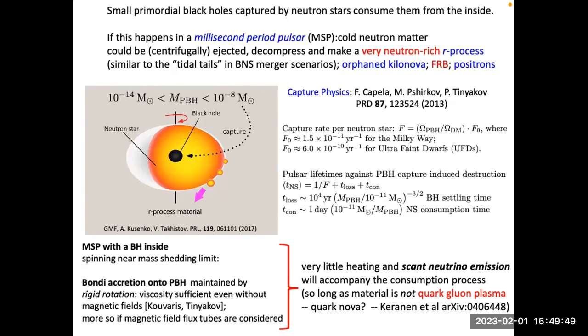We kind of made it look kind of squashed. So this is the millisecond pulsar. Most neutron stars are millisecond pulsars. And the black hole gets captured. Okay, you can look and see what happens here. Effectively, it kind of settles down and gets captured. It takes about 10,000 years. Once it's captured, it consumes the neutron star from the inside out in about a day. It turns it into a black hole.